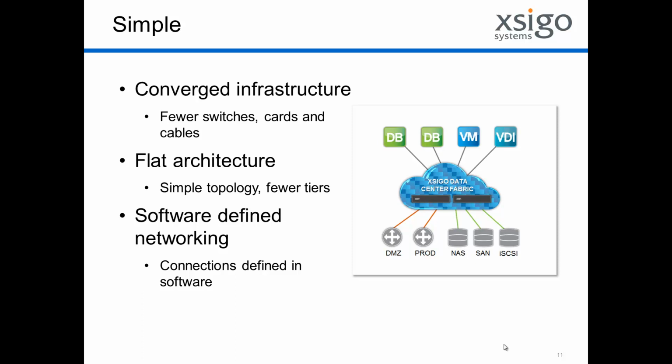Now this reduces complexity in numerous ways. We've talked about the agility. From a physical standpoint, it's 70% less complex. You're reducing layers of infrastructure. You're eliminating many, many connections to each server.